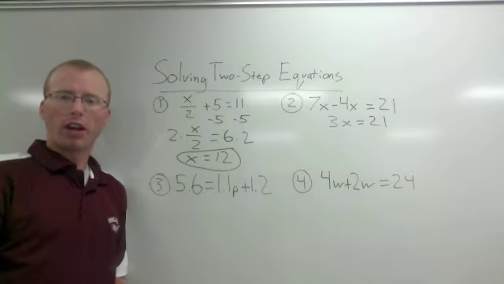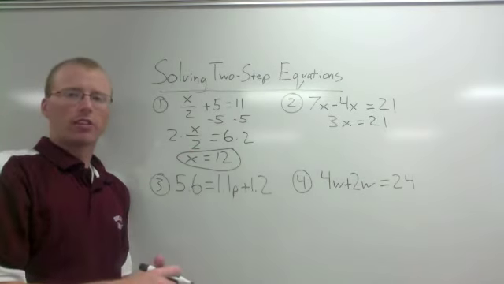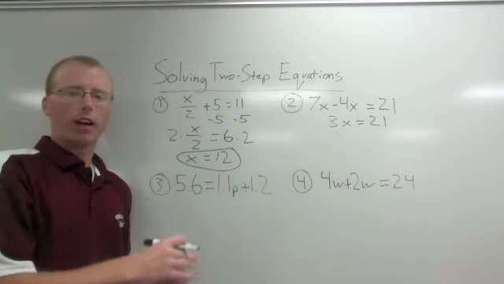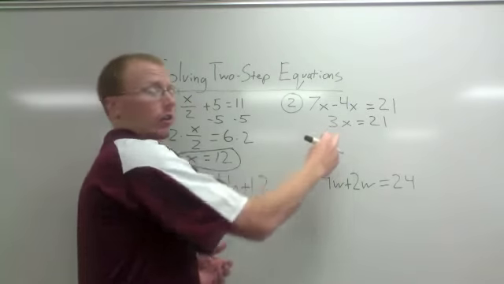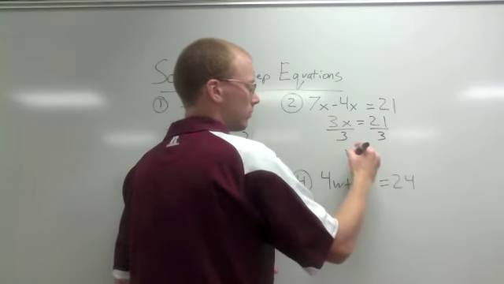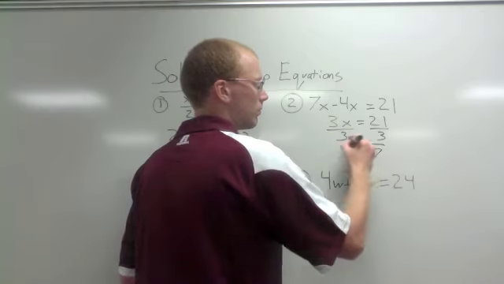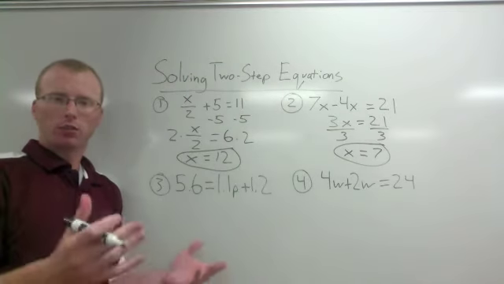So now we have 3x equals 21. We want to still isolate x. To get rid of that 3, we can divide because we're multiplying right here. When we do that, we get x equals 7.